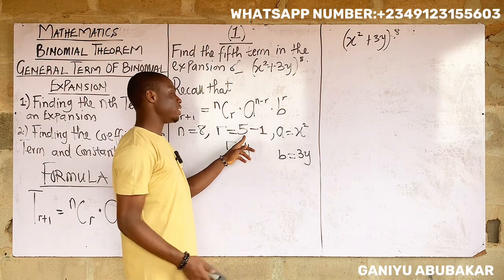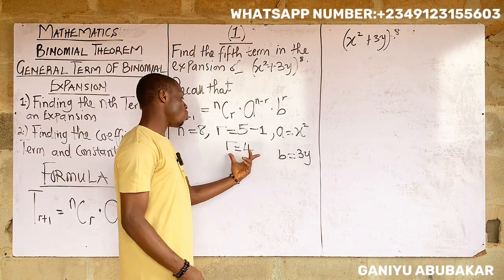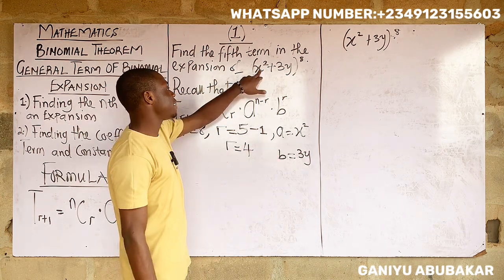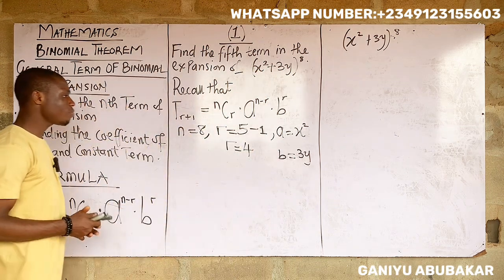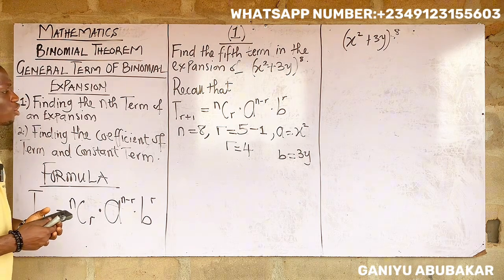Always minus 1 from it. That's the concept. So minus 1, I have 4. R is 4. What's your A? The first term, x squared. What's your B? 3y, as in this case here. All right, let's get it done, please.